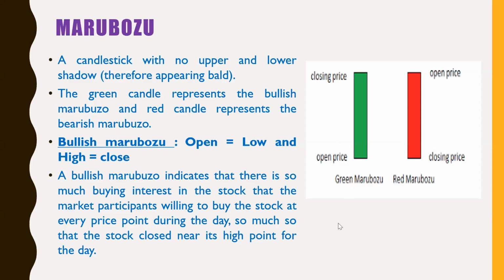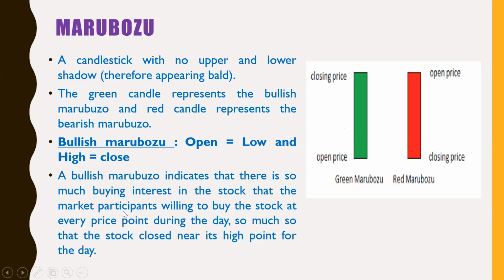Maybe Avinash. Okay, so as I said, for a bullish Marubozu the open price is the same as the low, and the closing price is the same as the high. You can see here how it looks in the patterns. Open equal to low and high equal to close. What exactly does it signify?